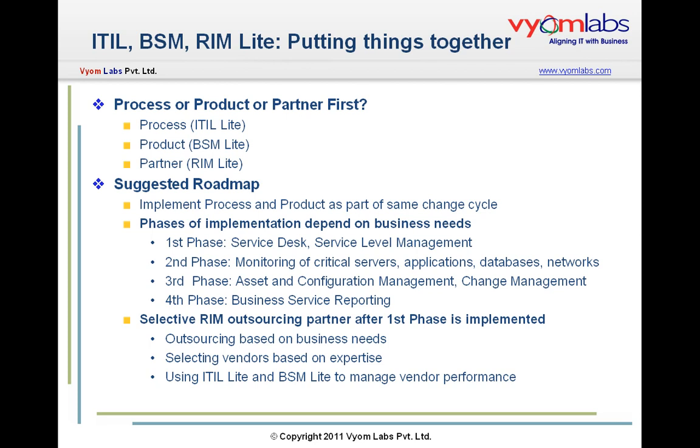So when you are going through this process and product path, you should be doing processes and product as a part of the same change cycle in your organization, rather than getting a consultant to write processes separately and then finding out the products in the market which meet those processes. Because nowadays these products have inbuilt processes within the product, and there can be some fine tuning needed in your organizational context. But if you do that as a part of the same change cycle, where you implement your ITIL processes and choose the product, if you do both together, you save in terms of the cost and the time for getting these things implemented.